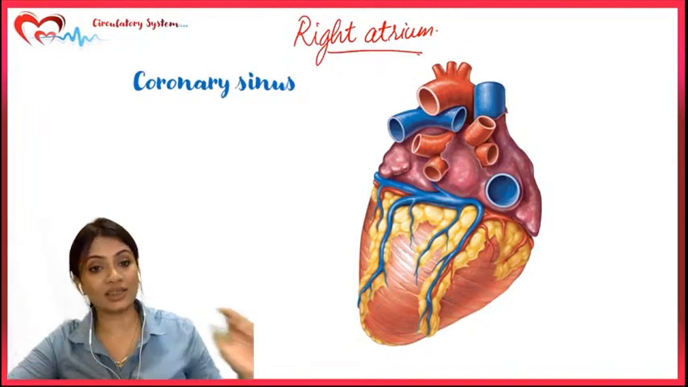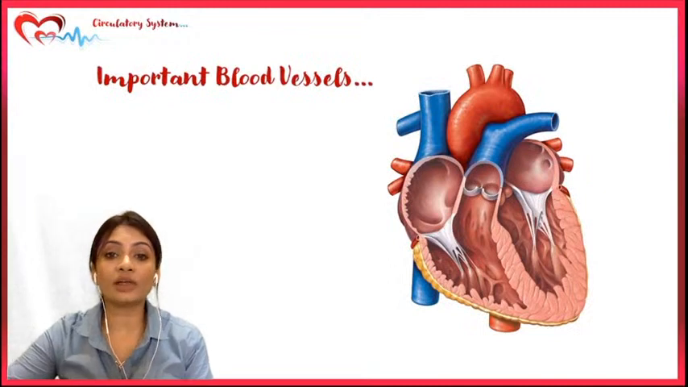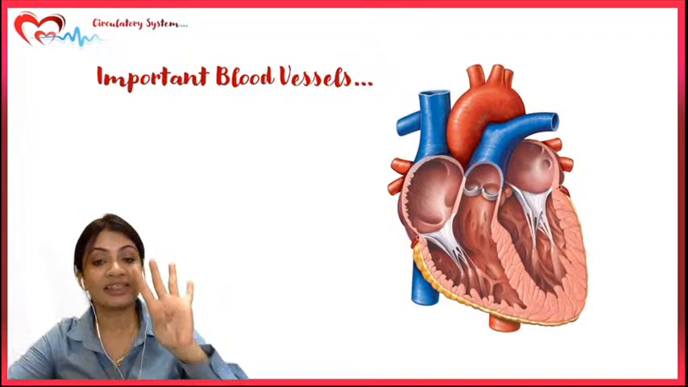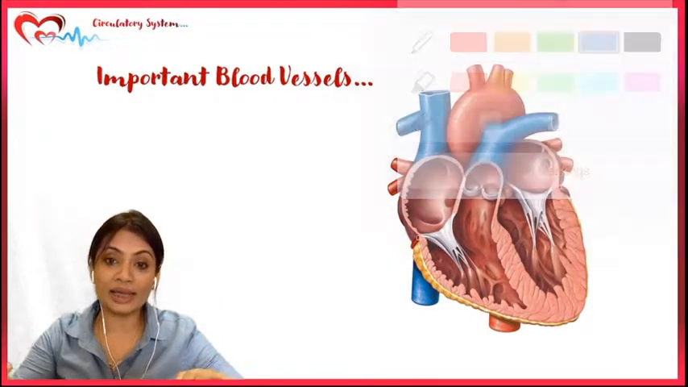All right, so that's the work of the coronary sinus. Now let's see ahead. When we talk about the important blood vessels which are seen on the external surface of the heart, there were 4 blood vessels which we studied yesterday. All right, let's go and label those.